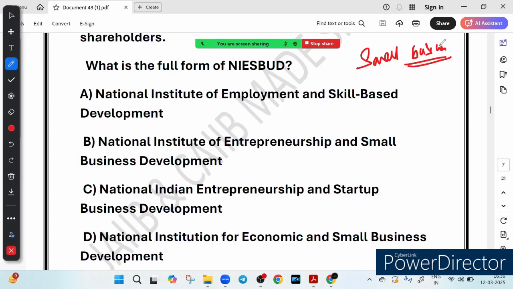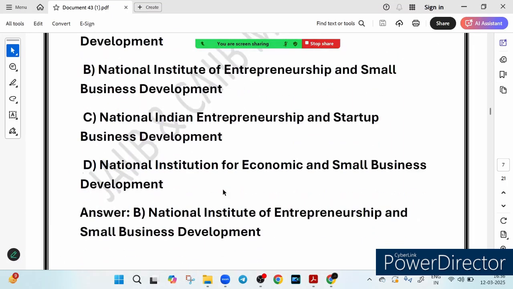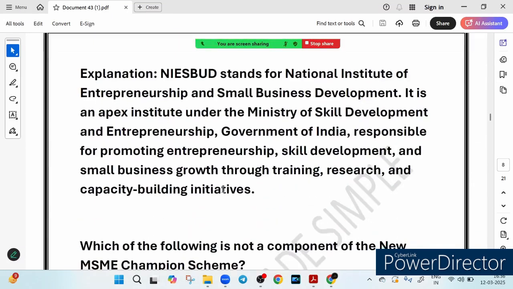So option number B is the correct one. I hope we don't require explanation of all the options, because only one option is correct, which is entrepreneurship. Now let's switch our focus to the next question.